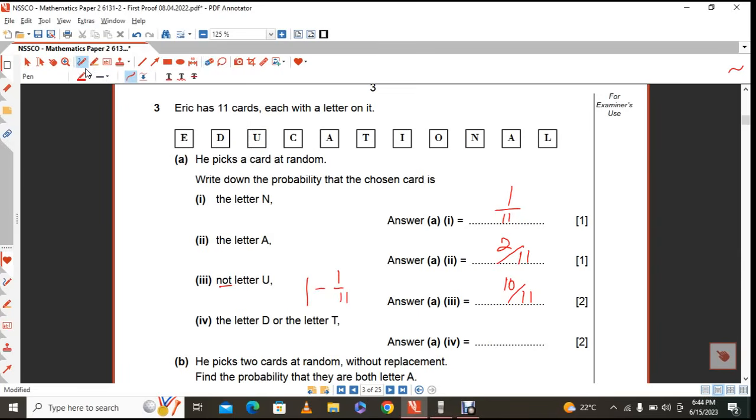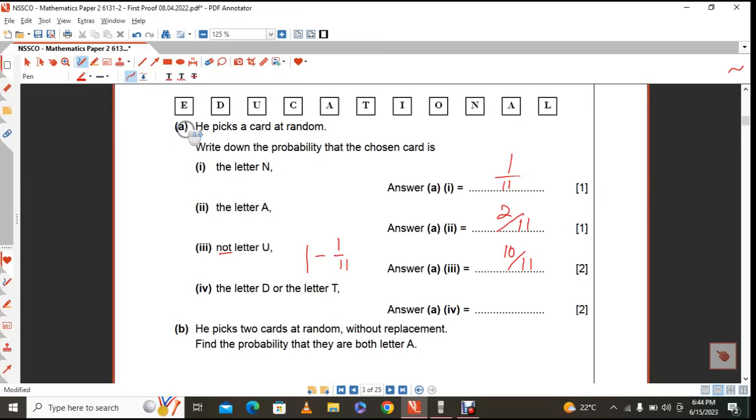Then here's the thing. When it says the letter D or the letter T, the moment you have an "or" in probability, it implies you must add. So let's see. How many D's are there? Of course, there's only going to be one out of the 11. How many T's are there? Again, only one out of the 11. Now we add numerators when the denominators are the same, so the answer is 2 upon 11.